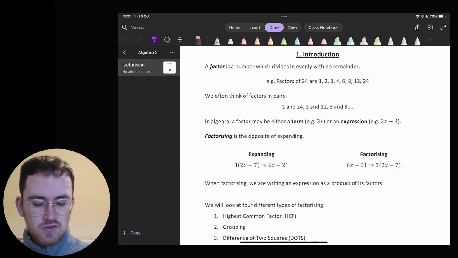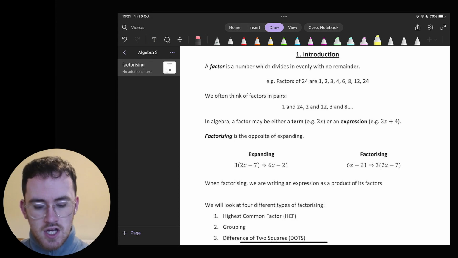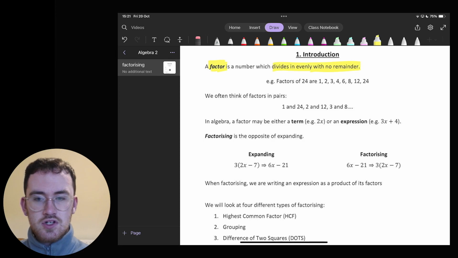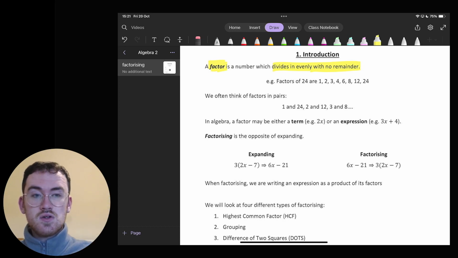So we've met this before. This isn't really something new to us. We did this last year. In first year, you would have met in primary school the idea of a factor. So a factor is a number which divides in evenly with no remainder. So like the factors of 24 there are 1, 2, 3, 4, 6, 8, 12, 24, and so forth. So the factors are numbers that divide in evenly. So all of those numbers divide in evenly into 24.